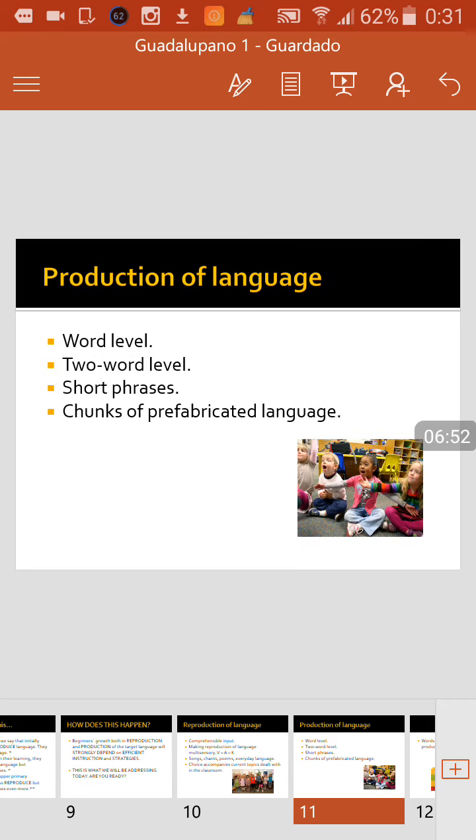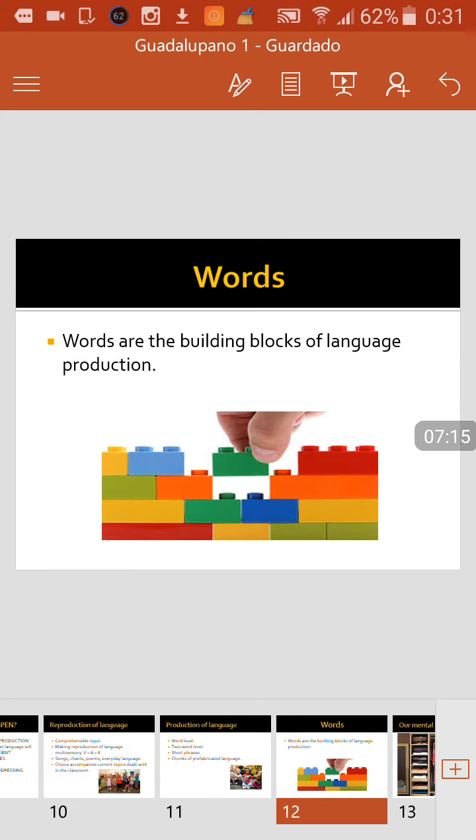Now, when it comes to production of language, we need to remember that students will initially communicate by using words, and then they will make combinations with all those words, and they will also use some short phrases, and then they will also strongly rely on chunks of prefabricated language or language frames presented by the teacher. Now, we said that initially students use words, sometimes one word, to represent a whole thought. So words are the building blocks of language production.